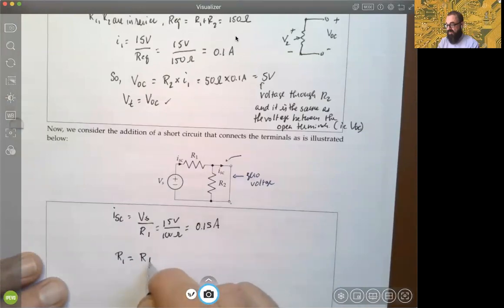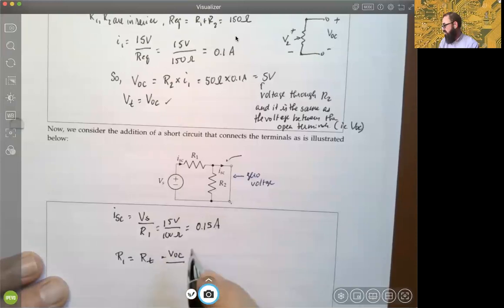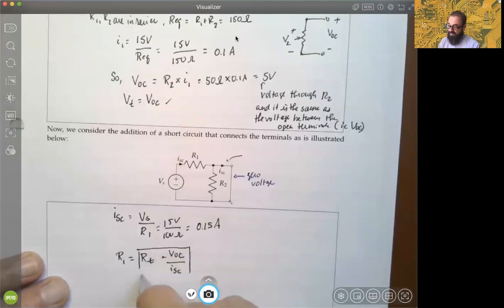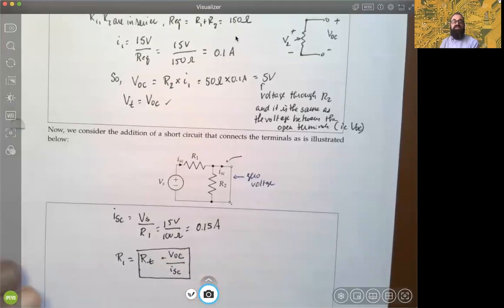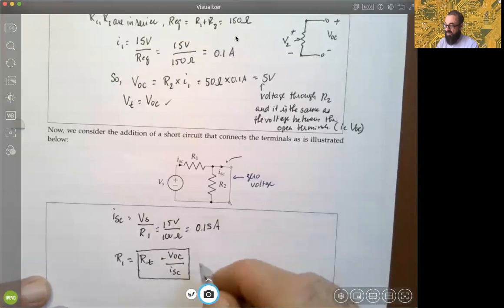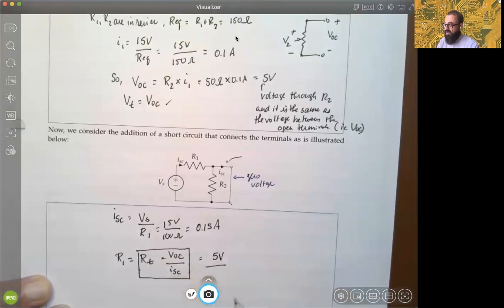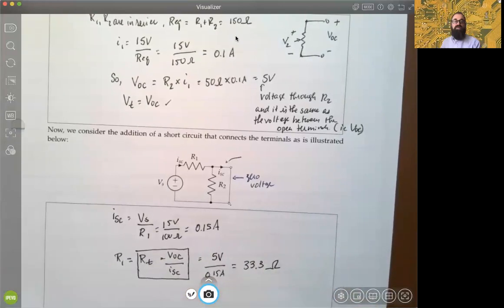Right? And so for Thevenin, in this case, R1 is exactly the same as the Thevenin resistance, which is always given by this formula, okay? The Thevenin resistance is the voltage across the open circuit divided by the current of the short circuit, right? And so in this case, that is 5 volts, which is what we determined earlier, divided by this 0.15 amps, and that gives us 33 1/3, we'll write it that way, ohms, okay?